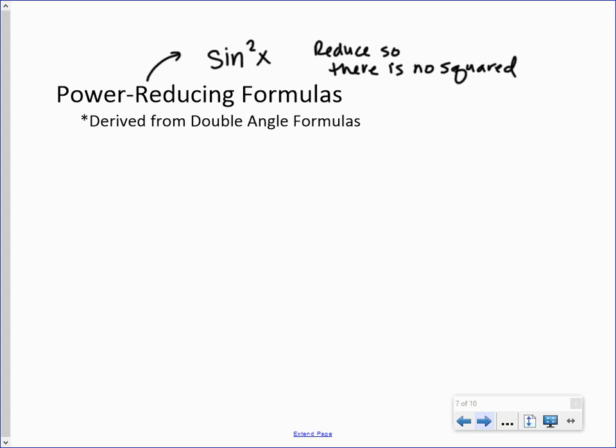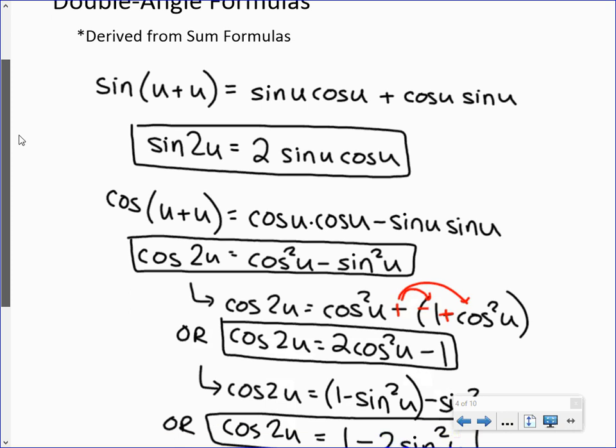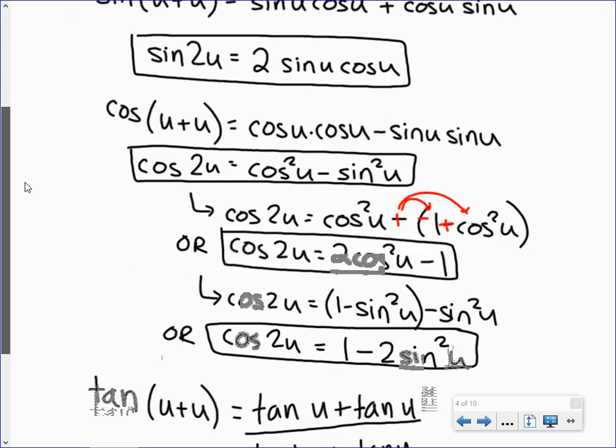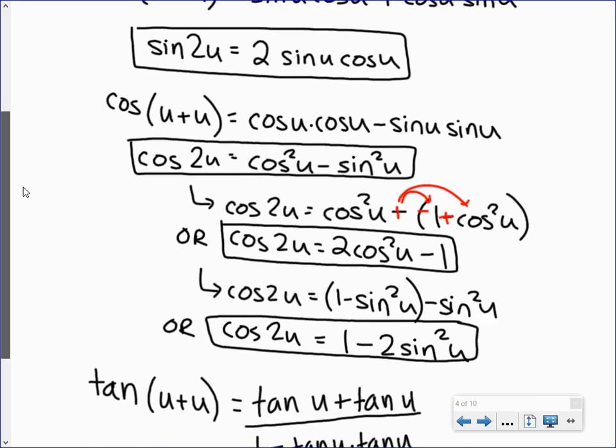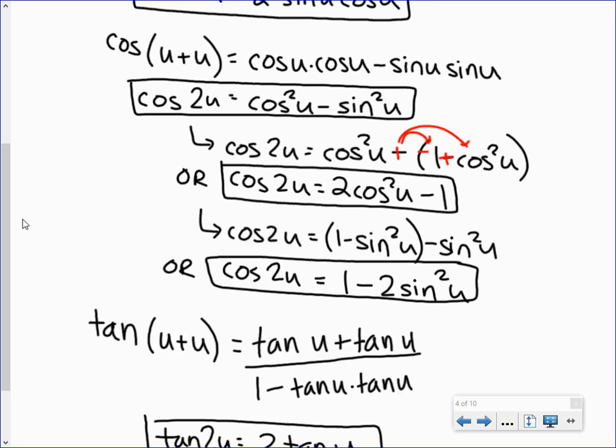I'm going to go real quick right back to the double angle formulas that we derived at the very beginning. Look at your double angle formulas. The first one, sine of 2u, doesn't have any powers greater than 1. Second one does. And we're going to focus on the 2 that we manipulated, because I've got a cosine of 2u, which has no power other than 1. But then I have a cosine squared.